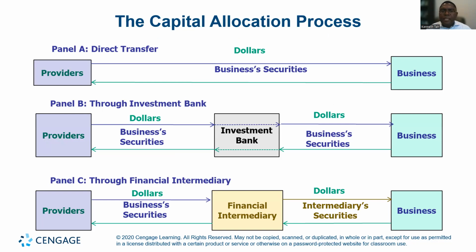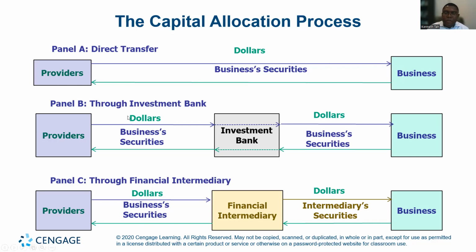So there are three parts. We have what we call the direct transfers, and then we have transfer through an investment bank, and then we have capital allocation through a financial intermediary. So if it is a direct transfer in panel A, we see that the business is in need of money and they get the money directly from the provider of funds. So the user of funds is getting money directly from the provider of funds. So the dollar is coming from the provider to the user, and then the user is issuing a business security to the provider of funds. That's direct transfer.